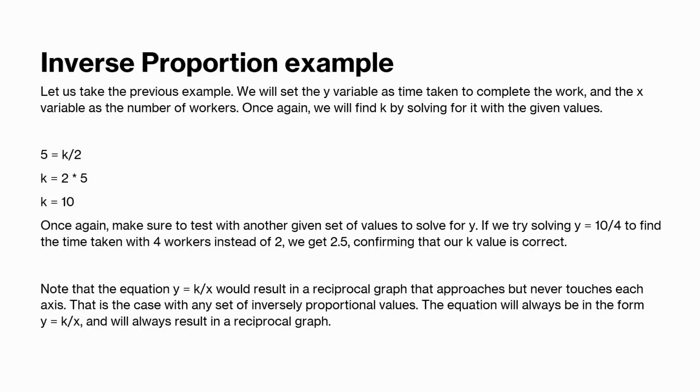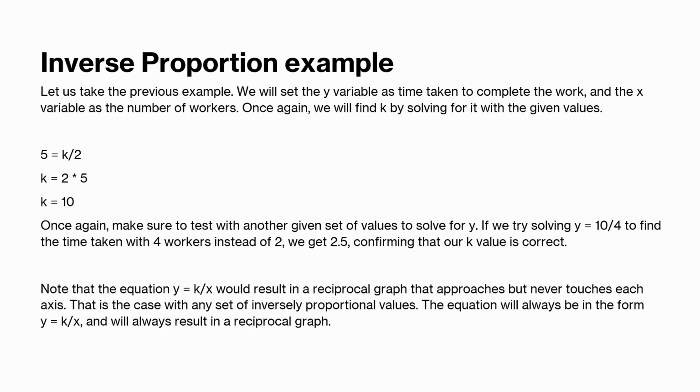Let's take a look at another example. Once again, we'll set y as the time taken to complete the work, and x is the variable as the number of workers. We'll solve for k by solving with the given values. So we'll set y as 5 and x is 2. To get k, we'd multiply 5 by 2, which would give us once again 10.